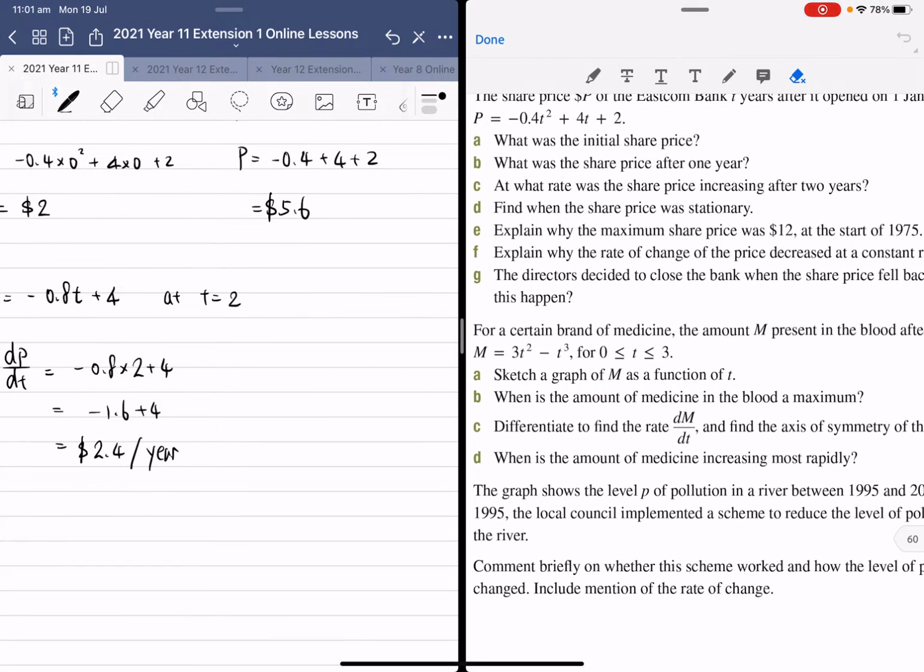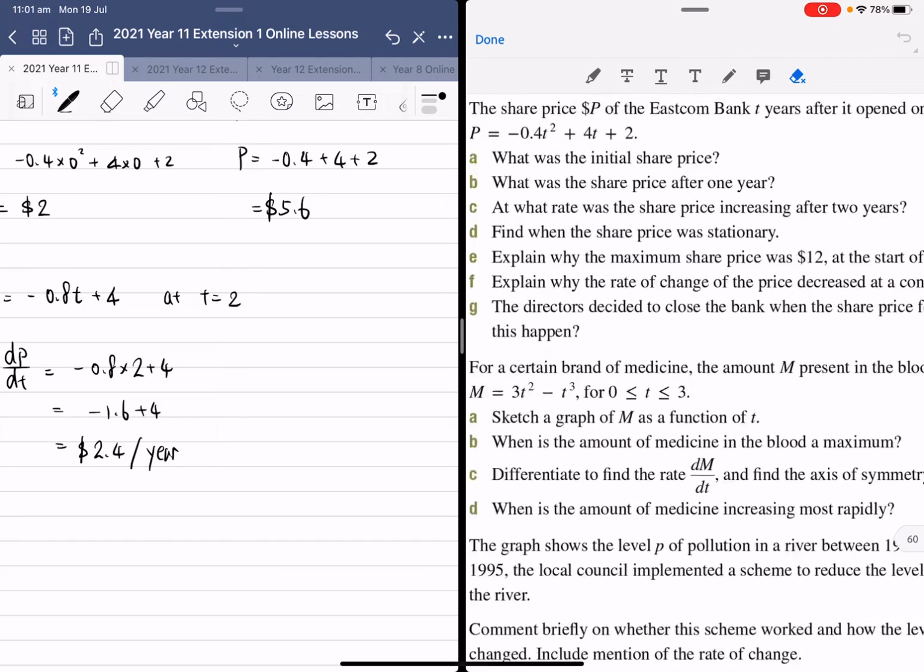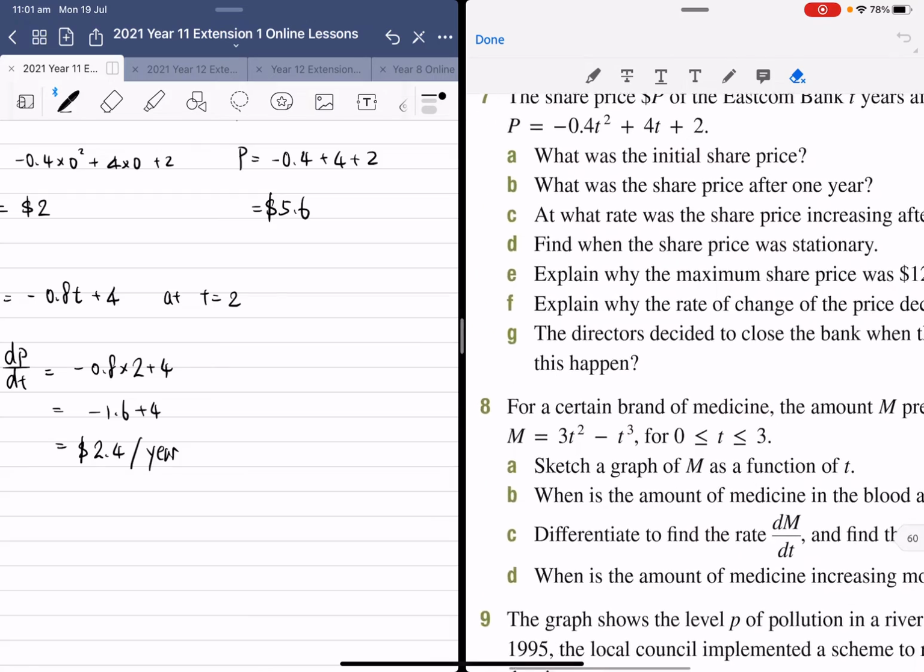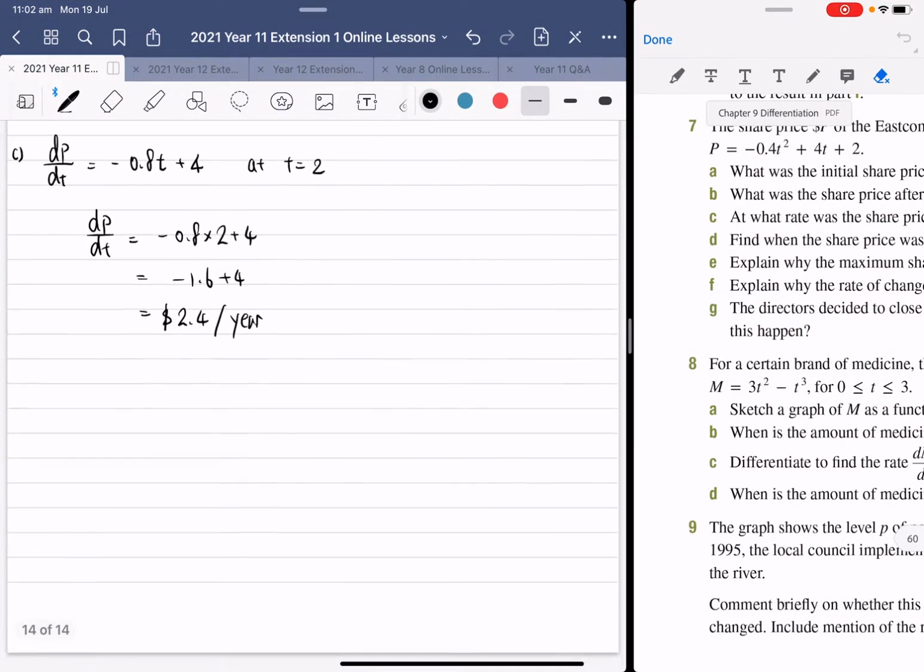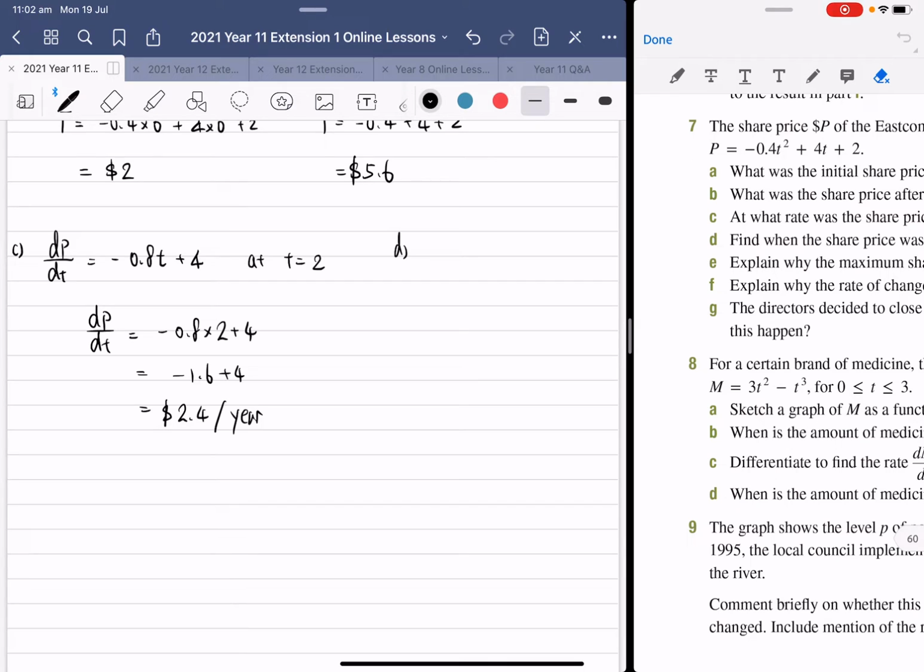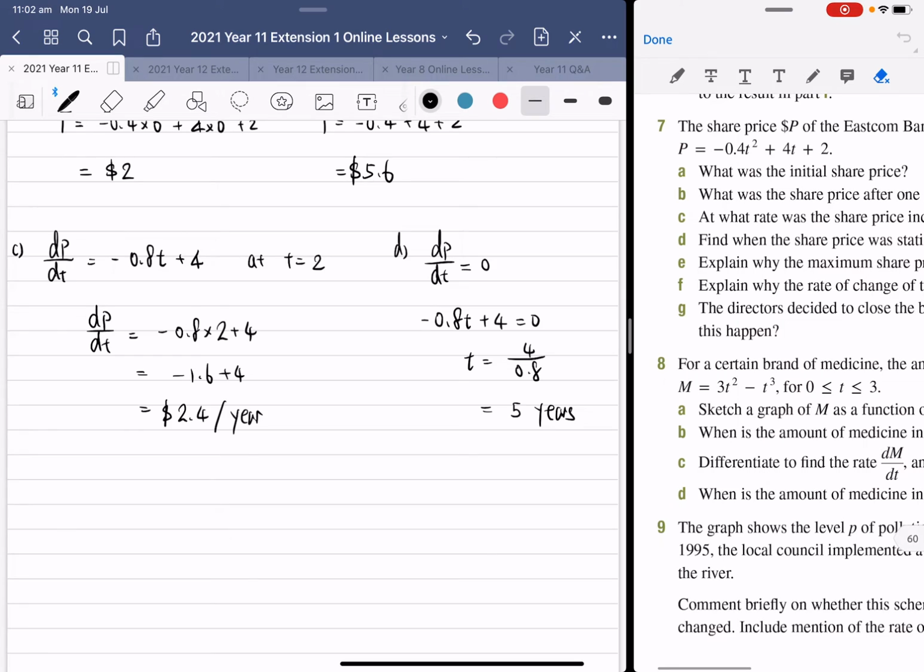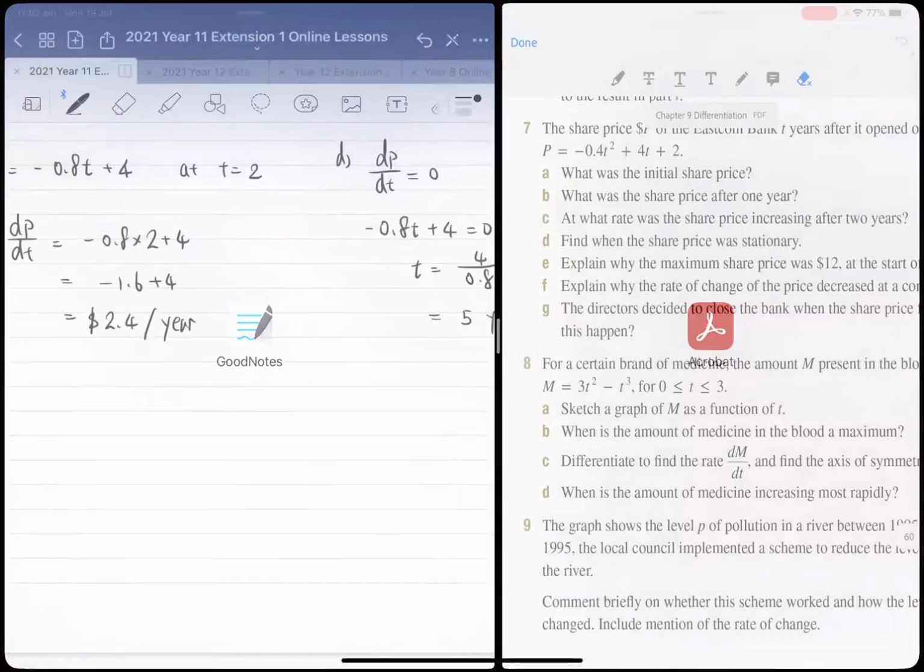Question D, find when the share price was stationary. The word stationary tells you that there is no change in rate, which also means the derivative is equal to 0. So we let dP over dt equal 0. Therefore, negative 0.8t plus 4 equals 0. So there is no increase in rate. Therefore, that's 4 divided by 0.8, which is equal to 5. So 5 years later, when t equals 5 years, the share price was stationary. That's question D.